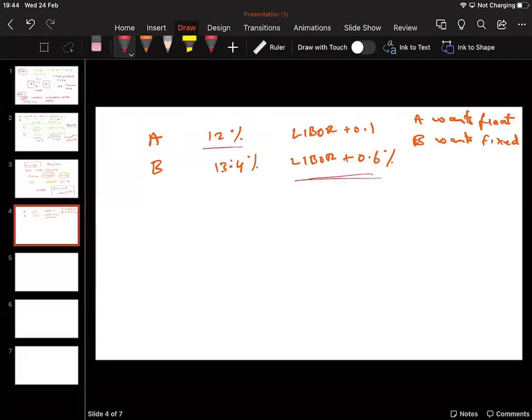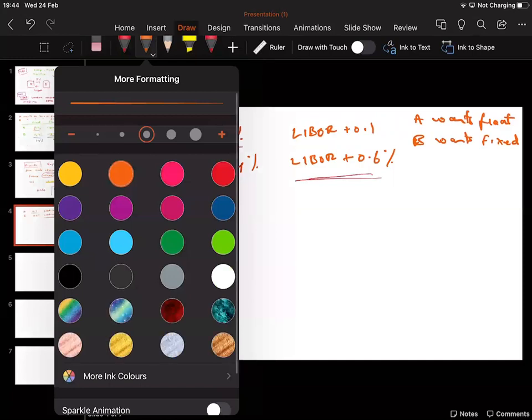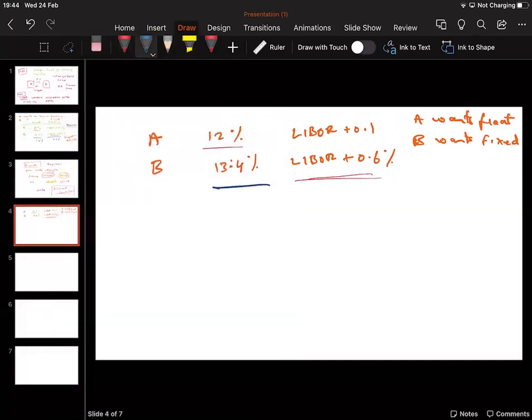So how does this work? Then see the potential profits available here. Let's say with the following spreads, we have a 1.4% difference here, and we have a 0.5% spread here. If we take the difference between the two, the difference in the spreads, this is in aggregate the total amount of money that could be saved from engaging in a swap.